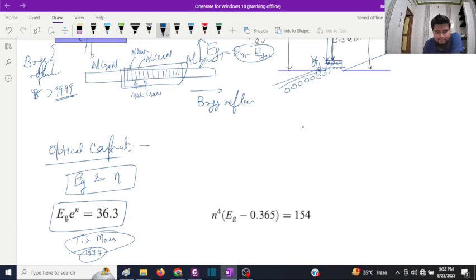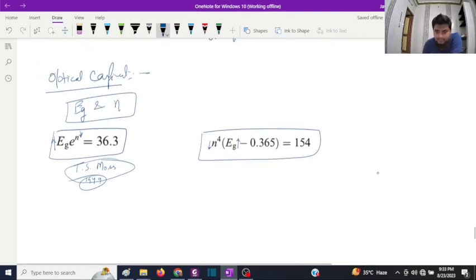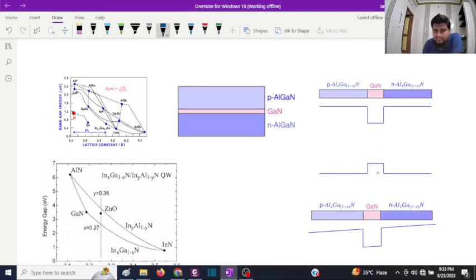Everyone knows that if band gap is increasing, that means the refractive index has to be small. From this equation also you can see that if you increase band gap, the refractive index has to be small to satisfy this equation. So all high band gap materials have lower refractive index. Now if you know this concept, then your answer for this will be entirely different.